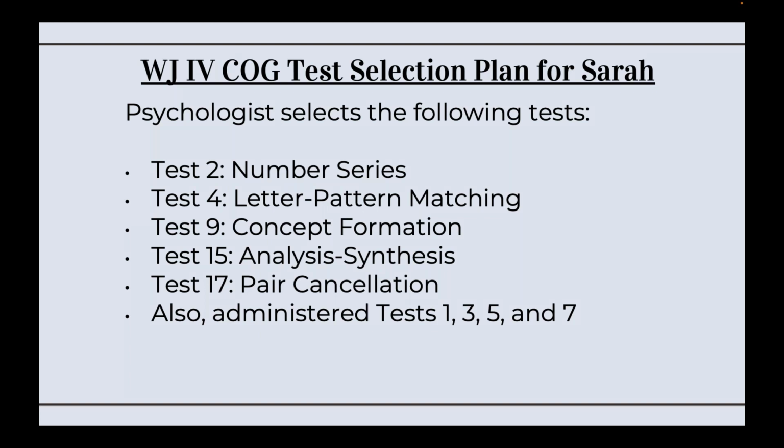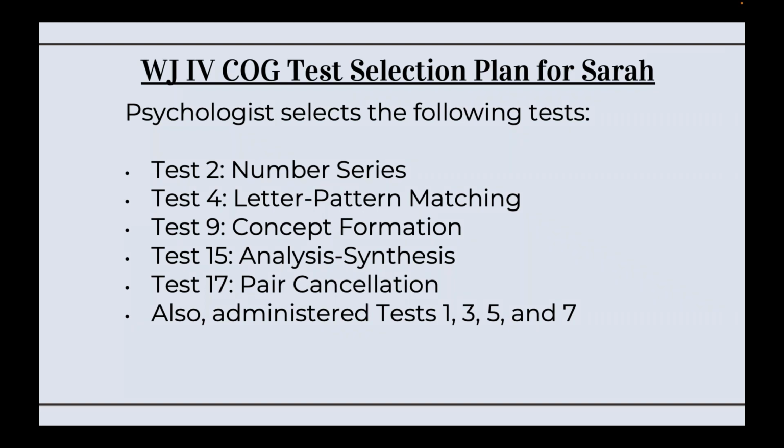And I gave some of this away already, but this is going into the WJ4 COG test selection plan for Sarah. So as noted, based on the WJ4 Achievement findings, the psychologist recommends further assessment in the domains of fluid reasoning and cognitive processing speed. The psychologist understands that both of those domains are predictive of performance in applied problem solving and fluency, respectively. And by administering those domains of the WJ4 COG, the psychologist can determine if Sarah has any weaknesses in those cognitive areas that are related to the academic areas of interest.